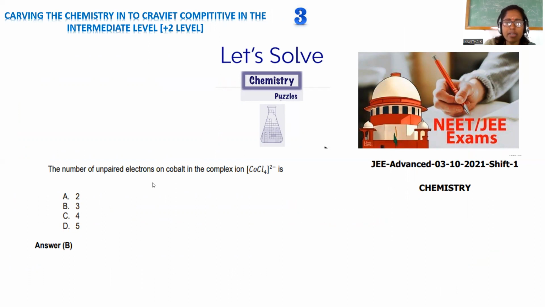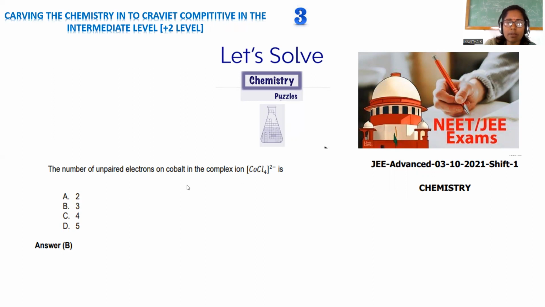The number of unpaired electrons in the cobalt complex ion CoCl4 2-. This is a kind of coordination covalent complex accompanied by the negative 2 charge. The complex ion was taken and you have to predict how many unpaired electrons are present around this cobalt metal. So options are 2, 3, 4, 5. The correct answer will be 3.